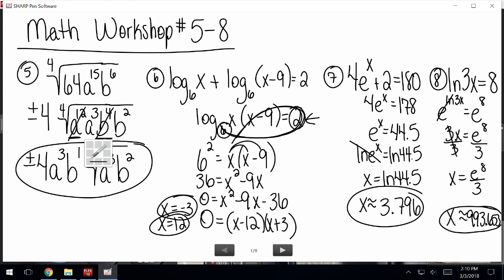Sorry guys, I had to squeeze that last bit in there. 993.653 is what it should be, okay? All right, here's what we're going to do.